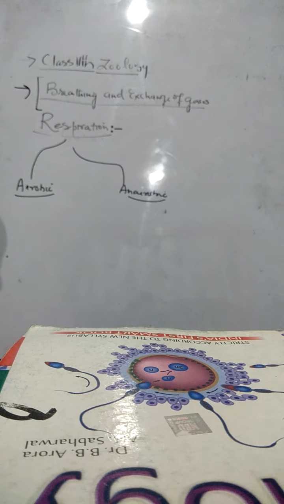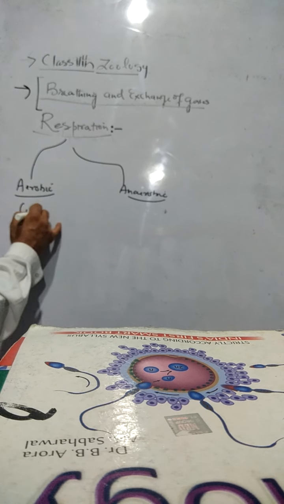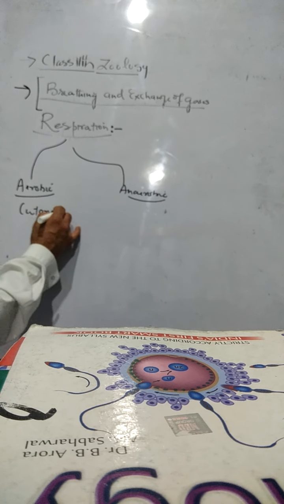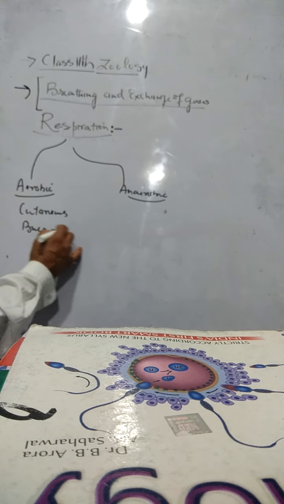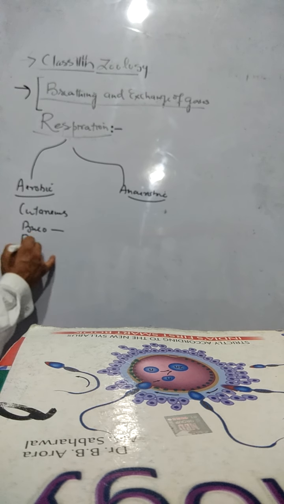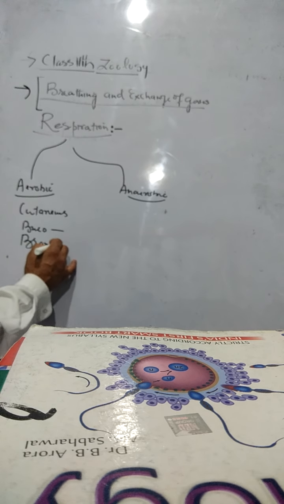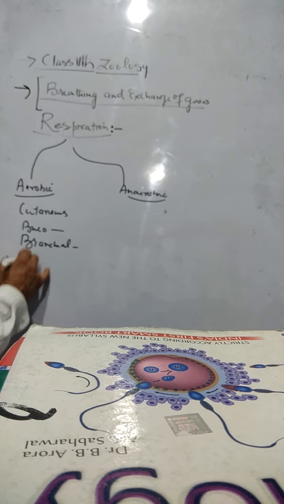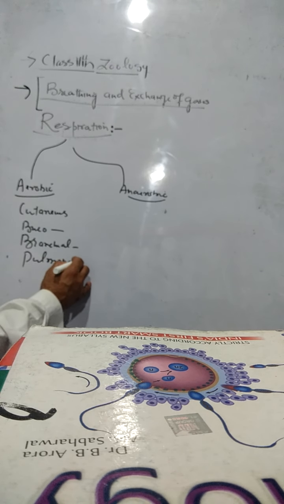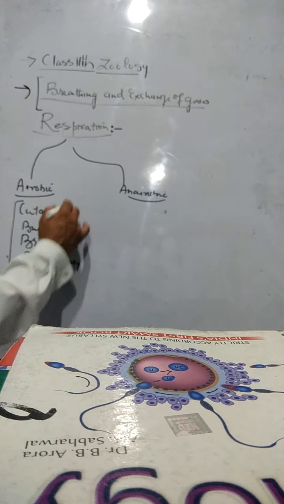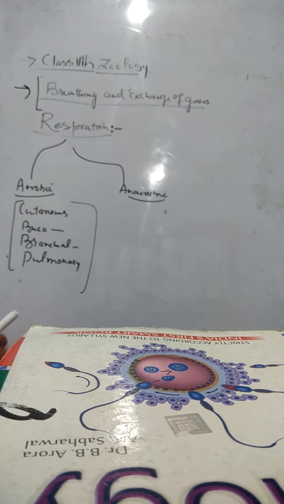The aerobic type of respiration: number 1 is of cutaneous type. Number 2 is buccopharyngeal type. Number 3 is bronchial type. And number 4 is the pulmonary type. These types of respirations occur in different animals, which will be discussed one by one.